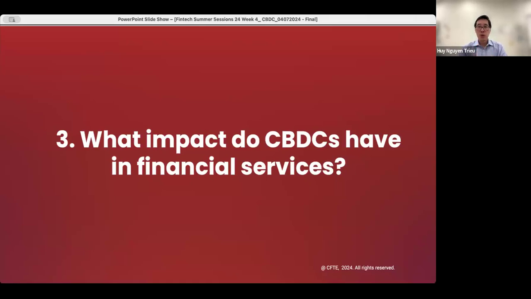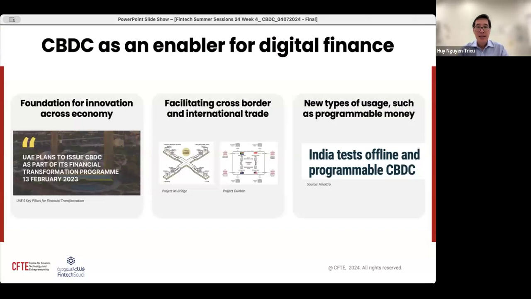So now let's have a look at what is the impact that CBDCs will have in financial services. Let's take a step back. When we talk about CBDCs, we're really talking about money, and money in a digital world. And because of that, it can have a lot of different impacts. It can have an impact, for example, for innovation across the whole economy.